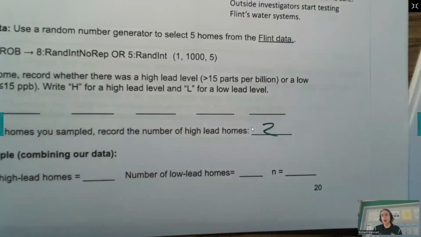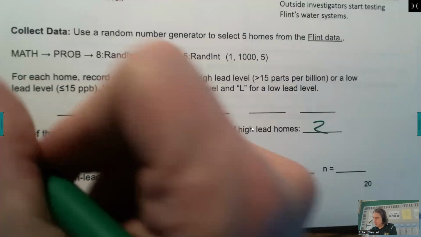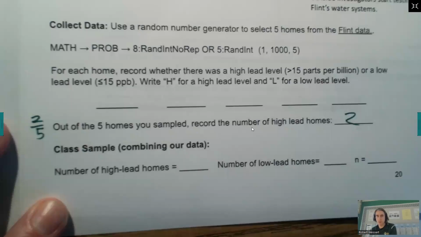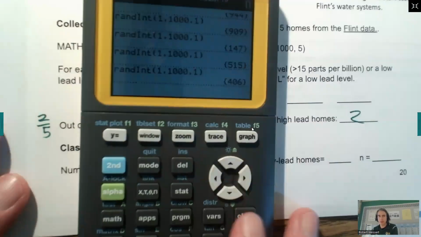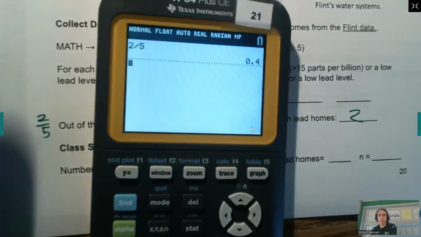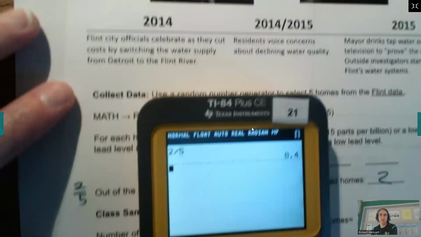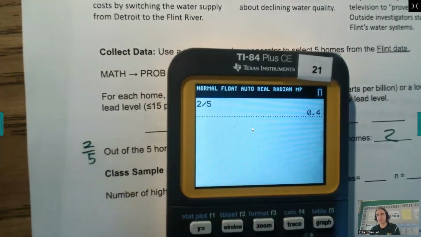Now, if that's all my sample had, we would violate the large counts condition, because np and n(1 minus p) would definitely be less than 10. But let's just assume that we're ignoring conditions for a moment. If I were just going to use 2 out of 5 as my proportion, well, 2 out of 5 is 40%. And of course, that's a pretty high percentage compared to our null, which is 10%. But with only 5 in our sample, does that really provide statistically significant evidence to favor the alternative hypothesis?